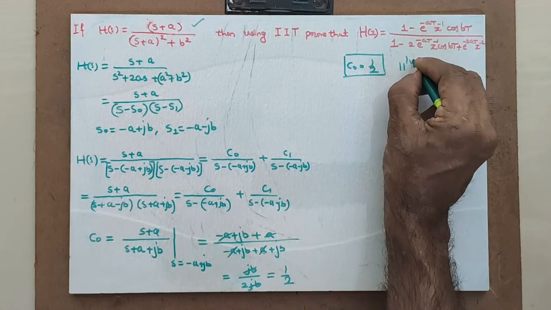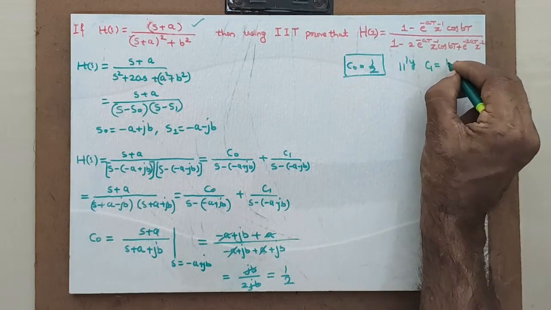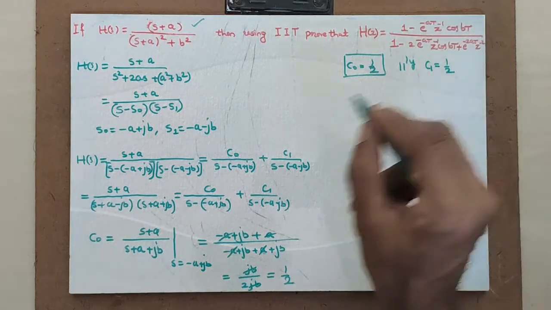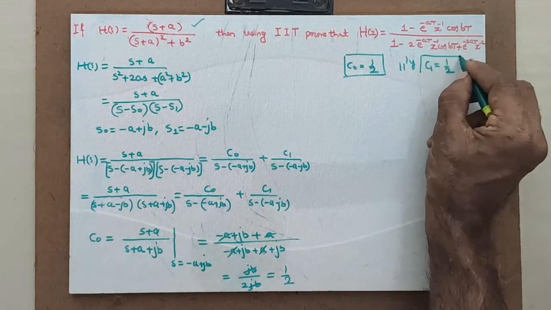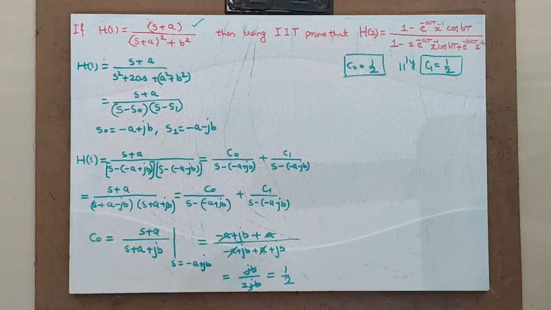Similarly, you can find c1 is also half. No worries, you can directly write c1 is equal to half. If you want to work on this, you can work it out, but c1 is half. C1 resulted as half.